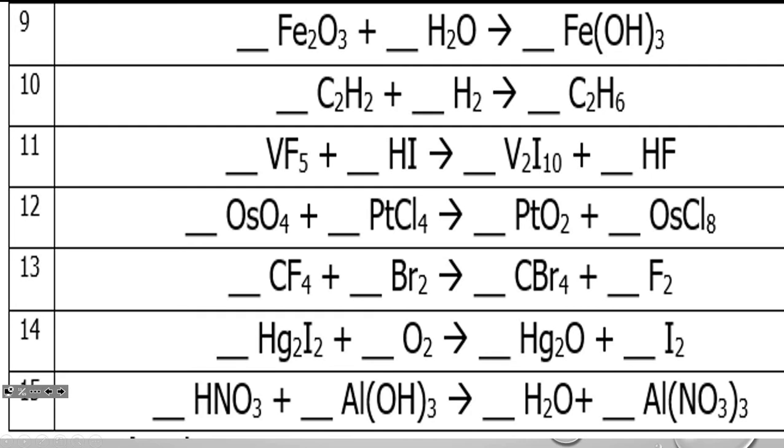Okay, keep trying it. Keep practicing. So number 12 is going to be S-O, OS, yeah. And then PT, then CL, then O. B-T, C-L. Okay, remember, always keep hydrogen, oxygen to the very last. Okay, as soon as you get yours balanced, go ahead and put it up.